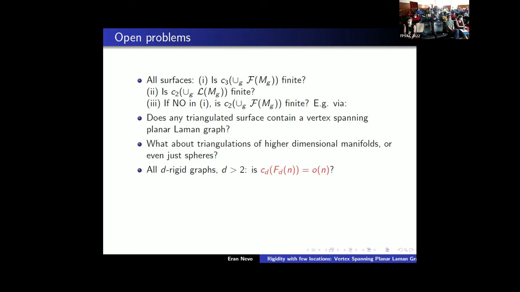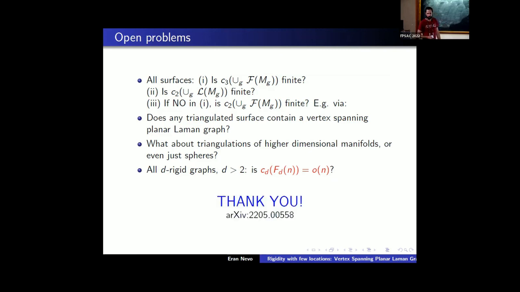And what I think is maybe the most interesting and open question in this line of research is to take d more than 2. The question is whether C_d of F_d(n) is little o of n. We showed it's at least root n, but can you save significantly in the number of locations? The idea here is to understand the role of genericity in this theory of framework rigidity. Okay, so thank you.